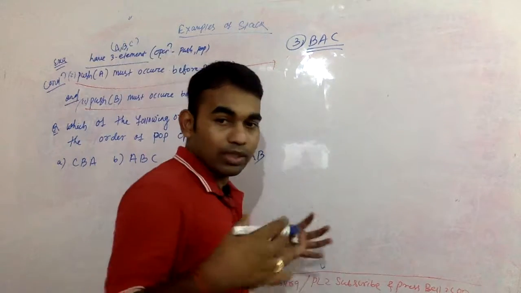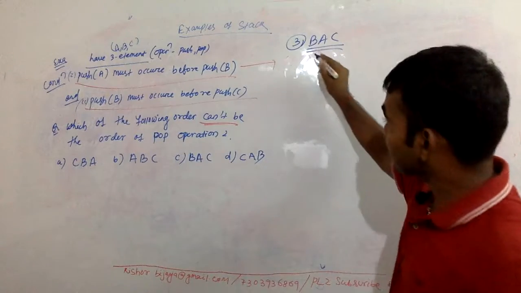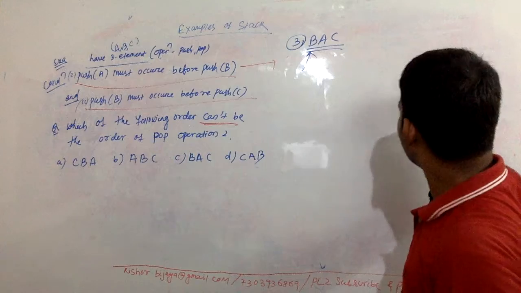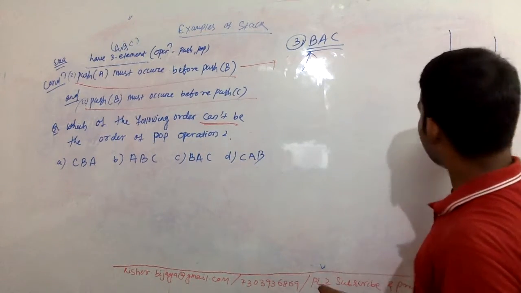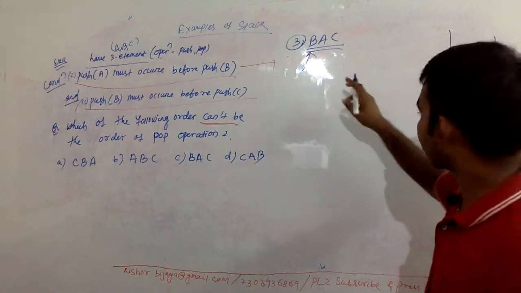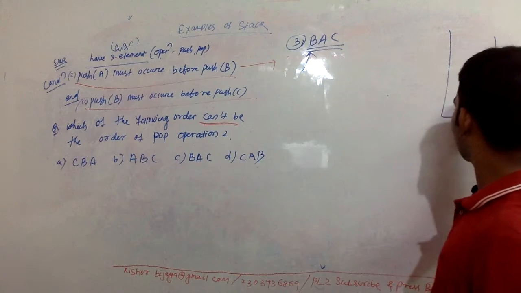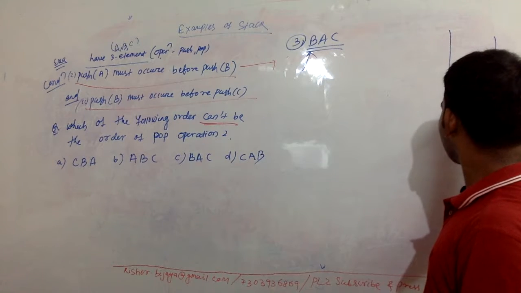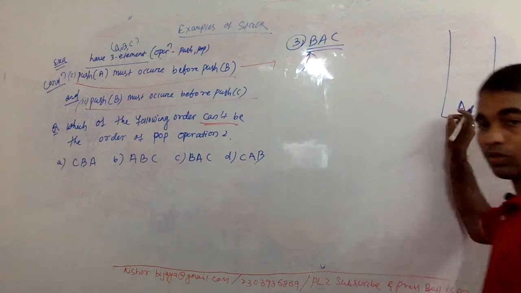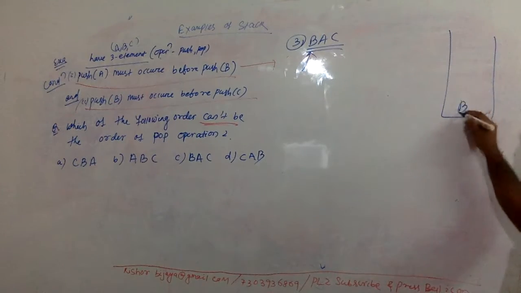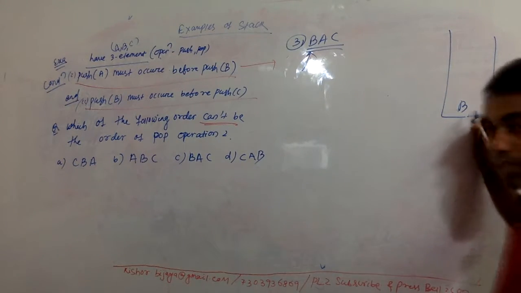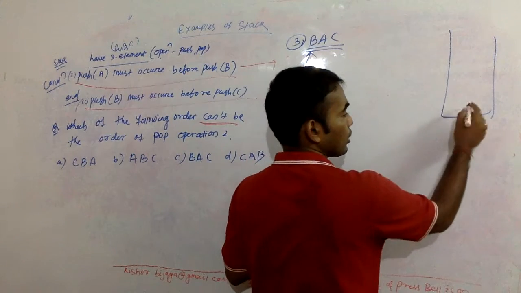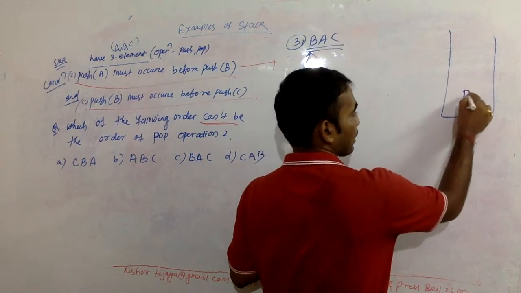Remember, this is our intuition. I want the first element to be B. So I need B first. Can I immediately push B and remove it? No, because before pushing B, I must push A. There is a restriction on the push operation before pushing B. So first push A, after that push B.